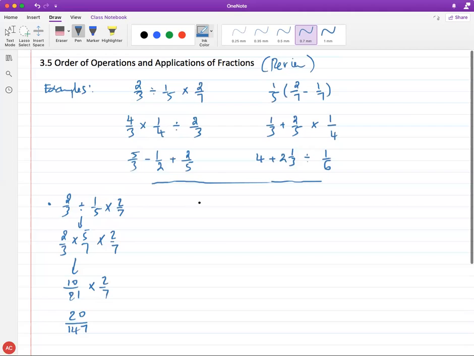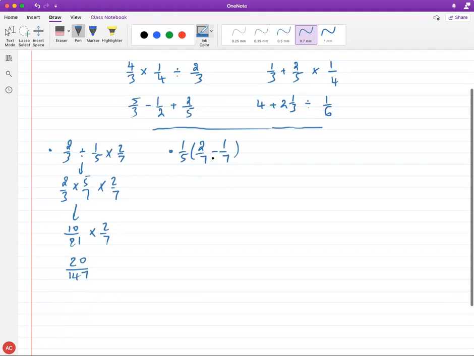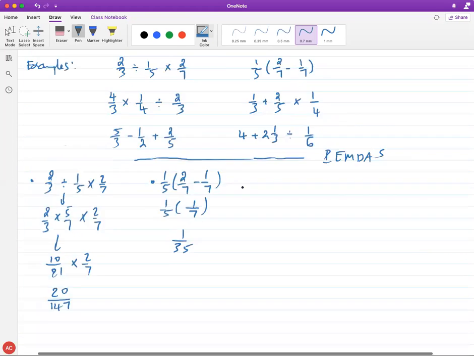Okay, there's another one. So the order of operations also apply. So obviously, where do we start from here? The parentheses. All right, PEMDAS. So we're using the order of operations, which is PEMDAS. So parentheses first, we have 1/5. And here we have 7. So 2 minus 1, 1, 7 stays the same. And we have the multiplication, just going to multiply across, so 1 over 35.